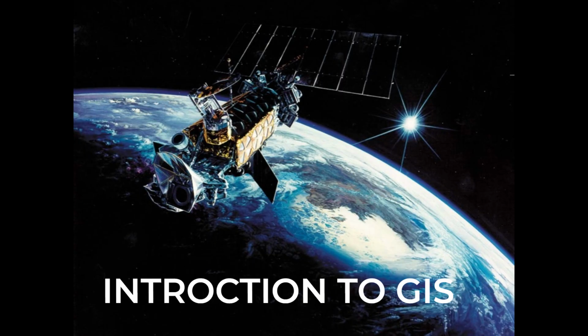So let's take a moment before we dive in. Look at this image behind the title. That's a satellite orbiting Earth. And that's really where modern GIS begins. Data collected from space, from the air, from the ground, all of it coming together in a system that lets us ask and answer questions about place.